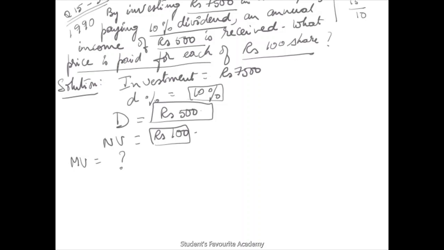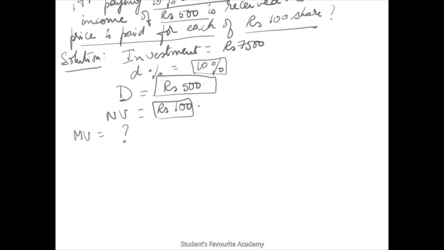So let us do it with this method first. We know number of shares is equal to dividend, that is total dividend earned, upon the dividend of one share. What do we write here? D percent into the nominal value of one share, right?